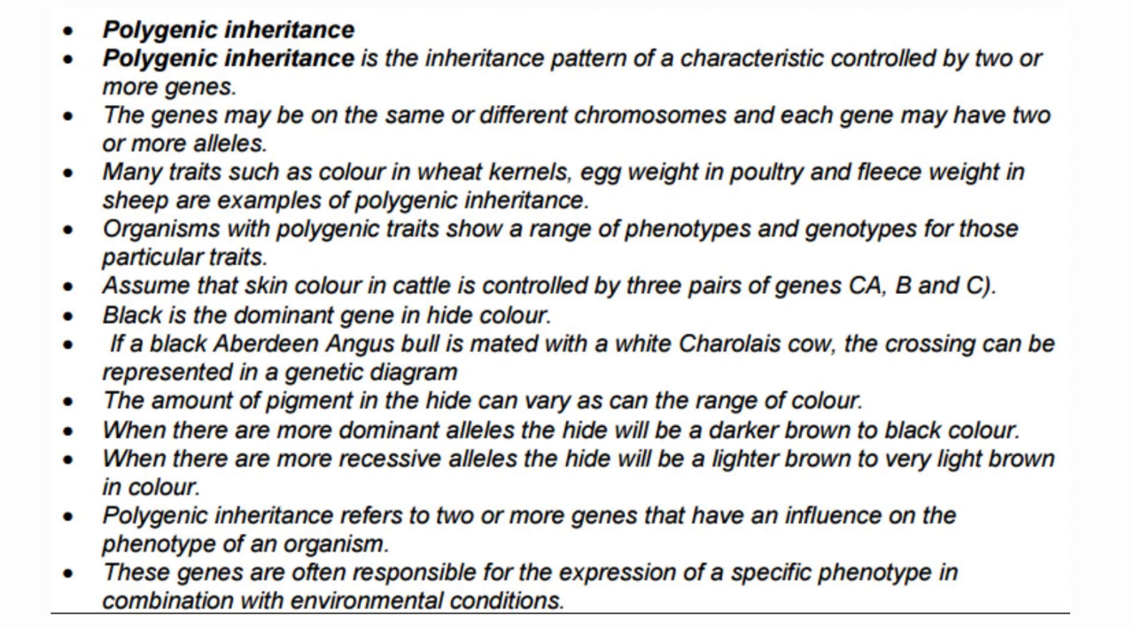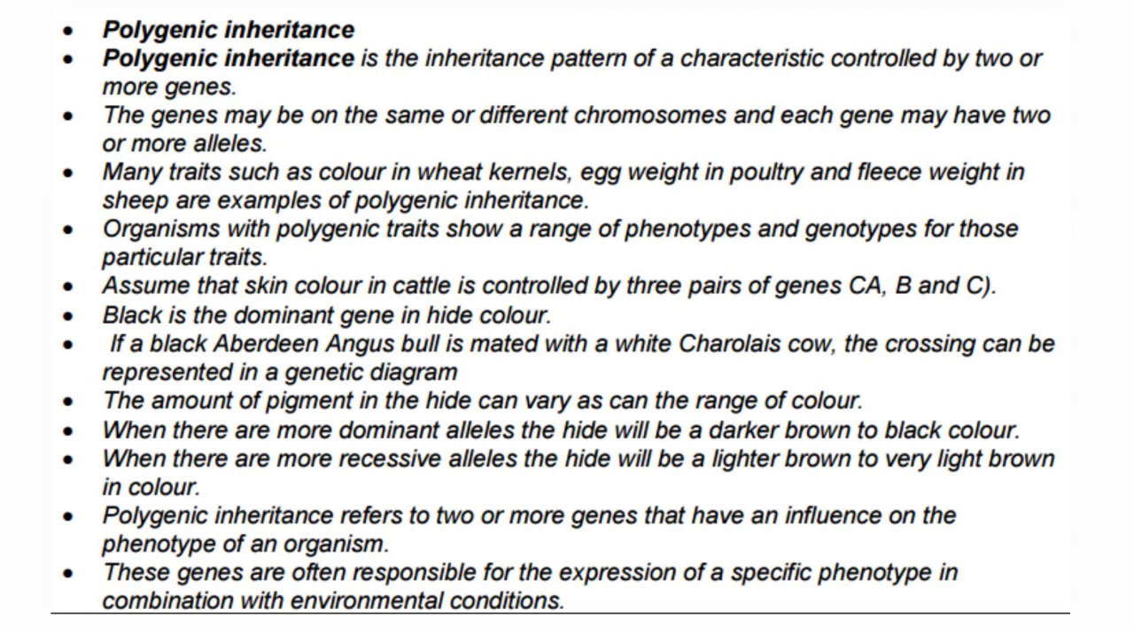Assume that skin color in cattle is controlled by three pairs of genes, A, B, and C. Black is the dominant gene in hide color. If a black Aberdeen Angus bull is mated with a white Charolais cow, the crossing can be represented in a genetic diagram. The amount of pigment in the hide can vary, as can the range of color. When there are more dominant alleles, the hide will be a darker brown to black color. When there are more recessive alleles, the hide will be a lighter brown to very light brown.